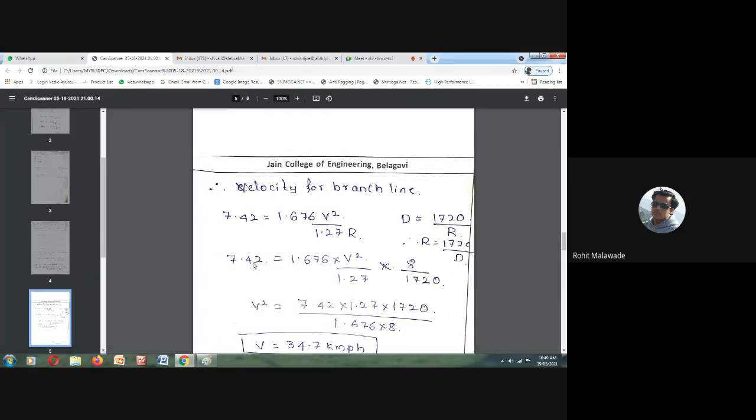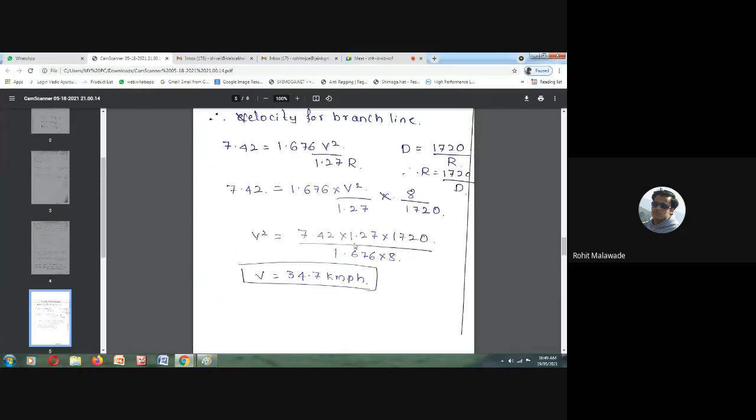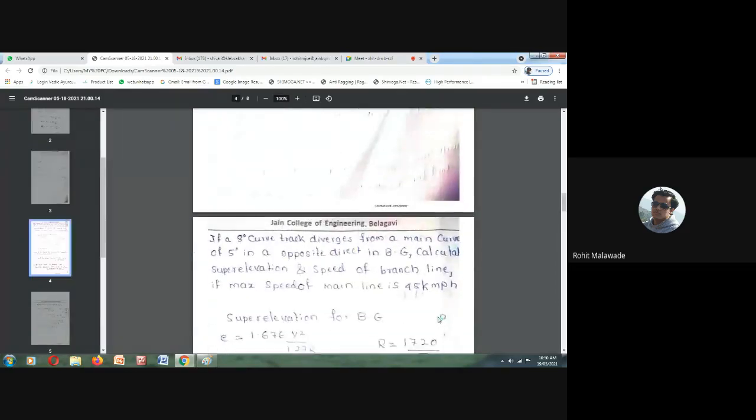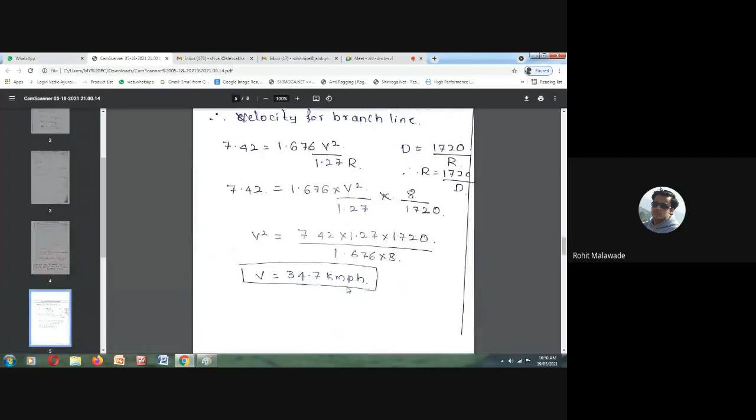So here we have found the super elevation for the branch line, that E is equal to 7.42. E is equal to GV square divided by 1.27 R, where G is 1.676. Now here the 8 will go into the numerator and 1720 will come into the denominator. If we simplify it, we get the velocity of the branch line as 34.7 kmph, which is lesser than 45 kmph. So whatever value we have got, it is correct.